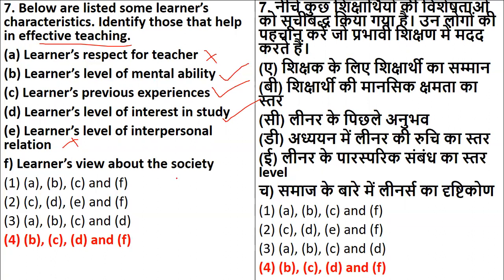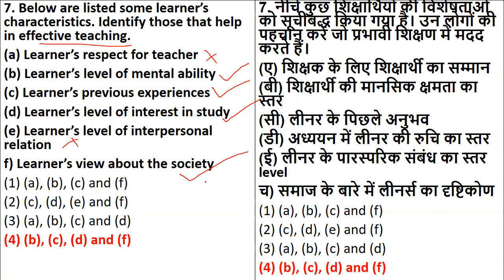Okay. Learner's view about the society, yes, because a lot of things are accepted and accordingly worked out by the student depending upon the societal characteristics. So yes, it is also an important characteristic for effective teaching. So it talks about what? It talks about mental ability, learner's previous experience, learner's level of interest, and the learner's view about the society. Okay. So this is the right answer.